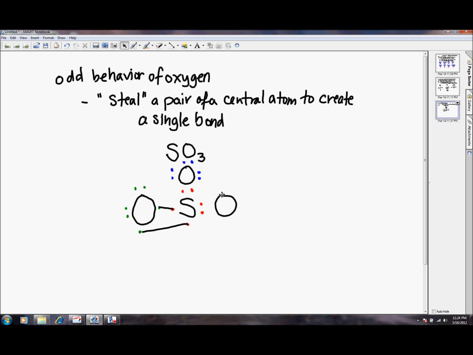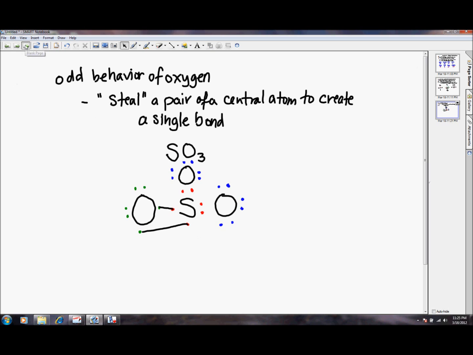Okay, and so this O is going to do exactly the same thing. So you can only draw O's Lewis dot symbol like this when O is going to do its pair stealing thing. So this S is double bonded to this O. This S is single bonded to this O. And this is how you create the SO3. So you can only do this with oxygen, because we see a lot of different molecules that have a lot of oxygens attached to the central atom. This is the only way it could get done.